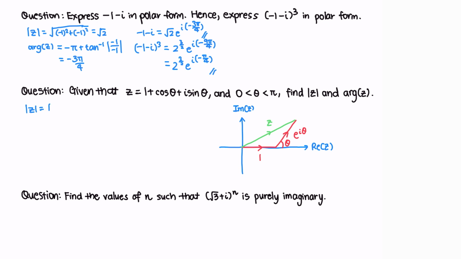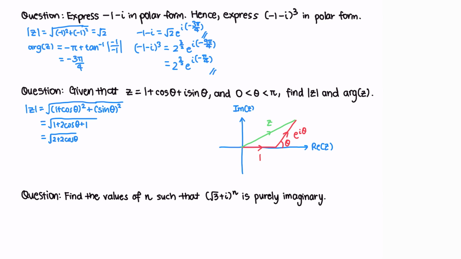If you remember, mod of z is just the square root of x squared plus y squared. In this case, x is 1 plus cos theta. So we get (1 plus cos theta) squared plus sin theta, which is your y, squared. And if you expand this, this will become 1 plus 2 cos theta plus cos squared theta plus sin squared theta. And if you remember, cos squared theta plus sin squared theta is equal to 1. So we'll get this as 1. And if we simplify this, this is just the square root of 2 plus 2 cos theta.